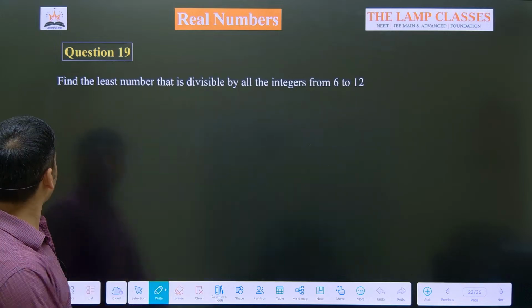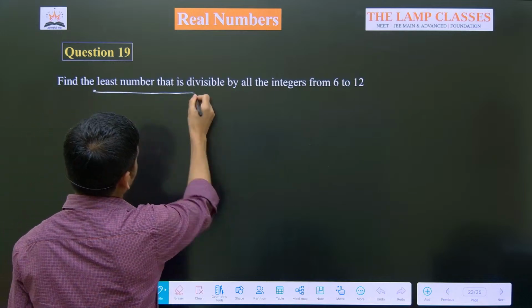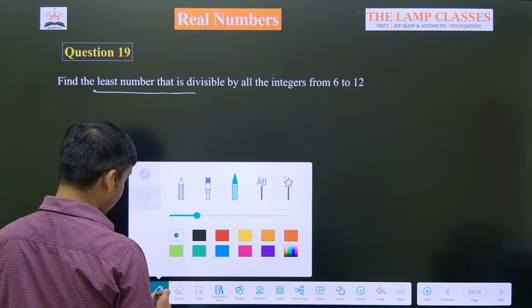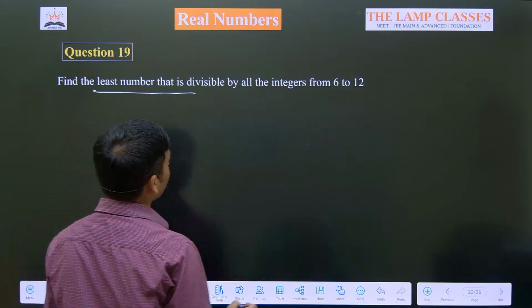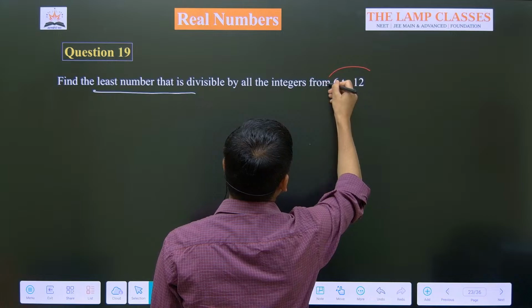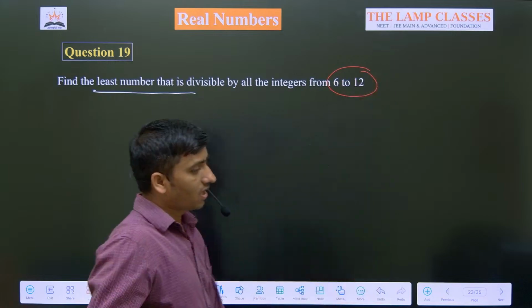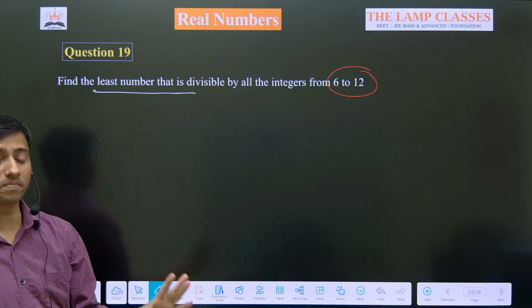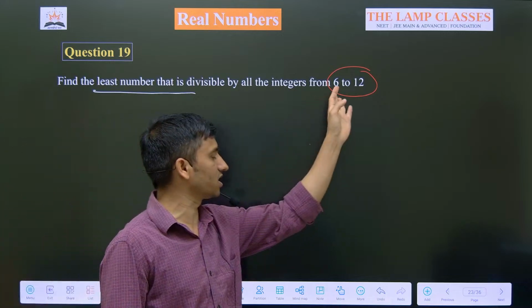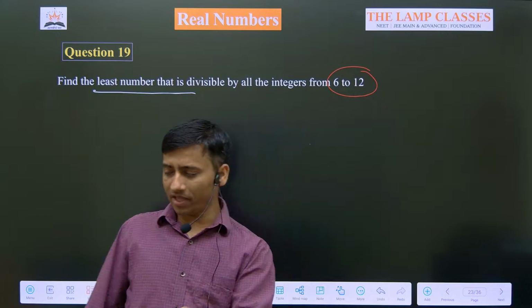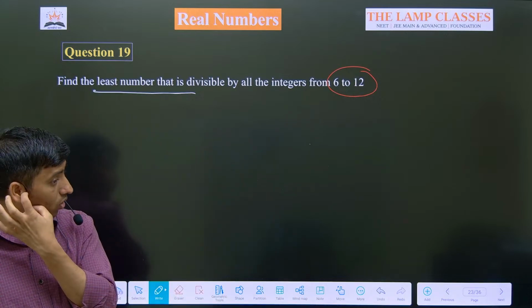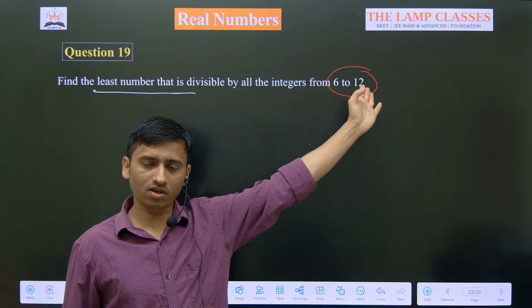Okay, so again they are using the word least number, right? And whenever they ask for the least number that is divisible by these numbers, that means we have to find the LCM, right? But all the numbers from 6 to 12. If they say the integers from 6 to 12 and do not mention anything else, that means you have to include 6 and 12 as well, okay? Many times they use the word inclusive also, so there will not be confusion, but if they don't use it, then you can include those numbers.